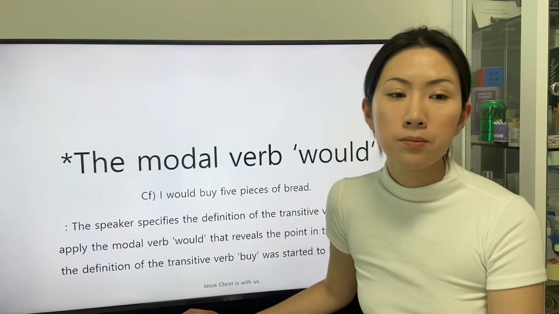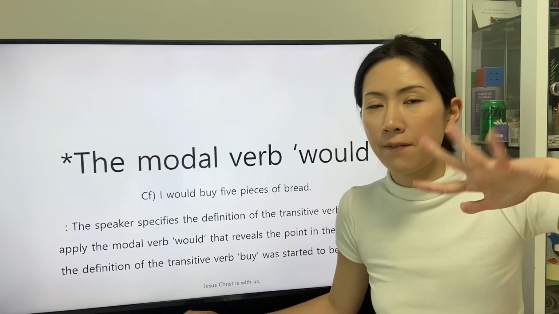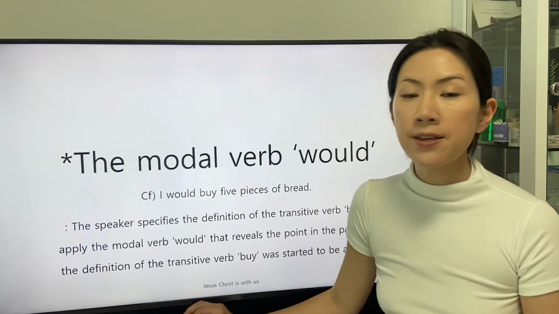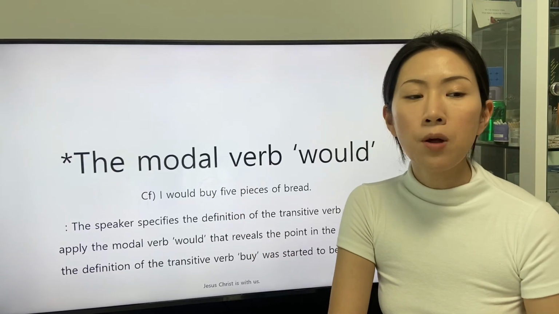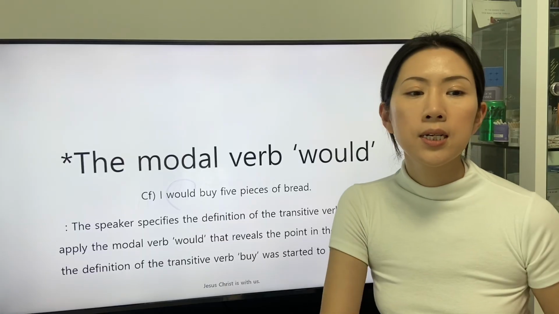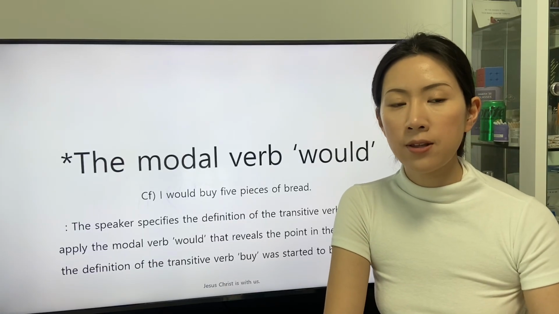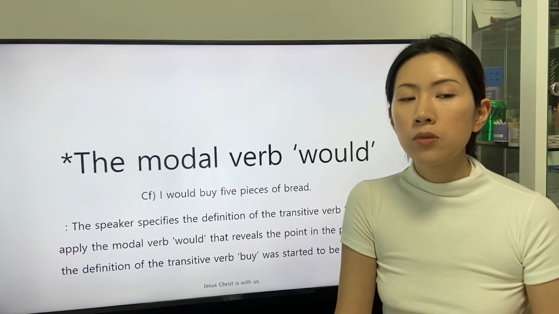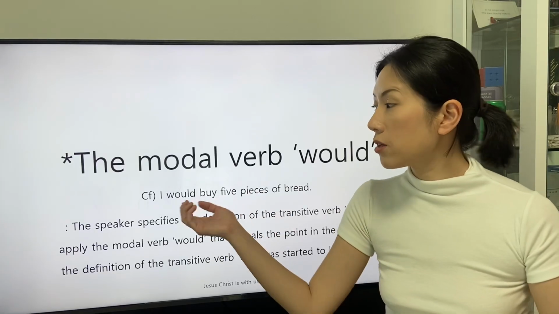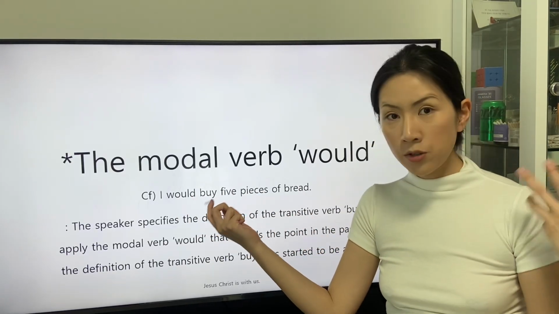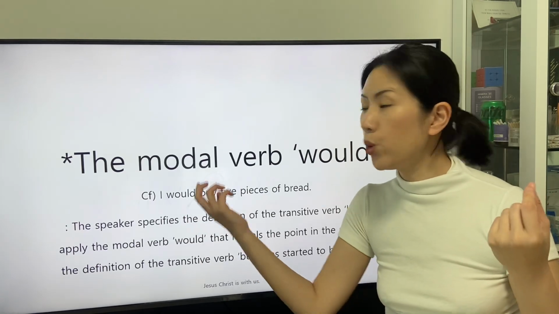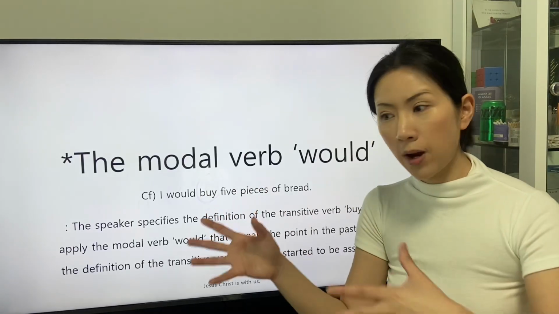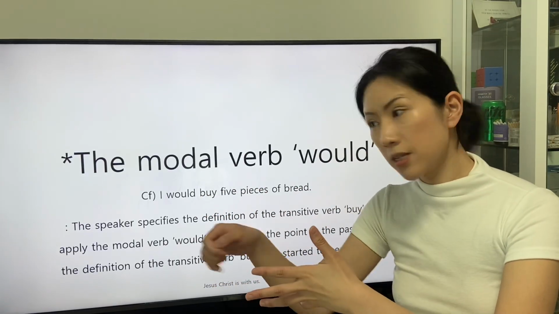There is a conference. I would buy 5 pieces of bread. The speaker specifies the definition of the transitive verb buy. To apply the modal verb would, that reveals the point in the past when the definition of the transitive verb buy was started to be assumed. The fact that the speaker describes the transitive verb buy with the modal verb would reveals that the transitive verb buy does not describe the present when the speaker states this clause.